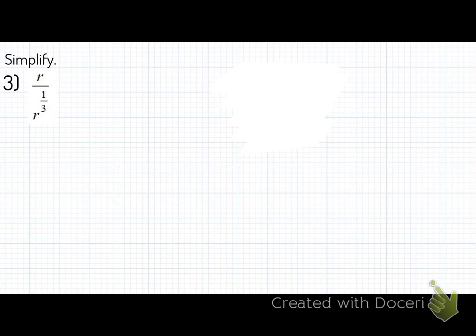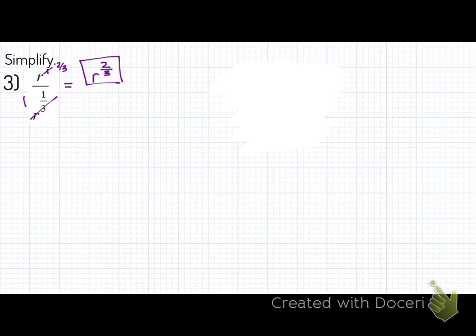Which one's smaller, r to the first or r to the 1/3? Good, so we want to get rid of that 1/3 because it's smaller than 1, and we're going to take off 1/3 out of the numerator. So what's 1 minus 1/3? Good, so it's going to be r to the 2/3 in the numerator. The denominator just stays as 1. So then your answer is going to be r to the 2/3 all over 1. Anything over 1 is itself, right?